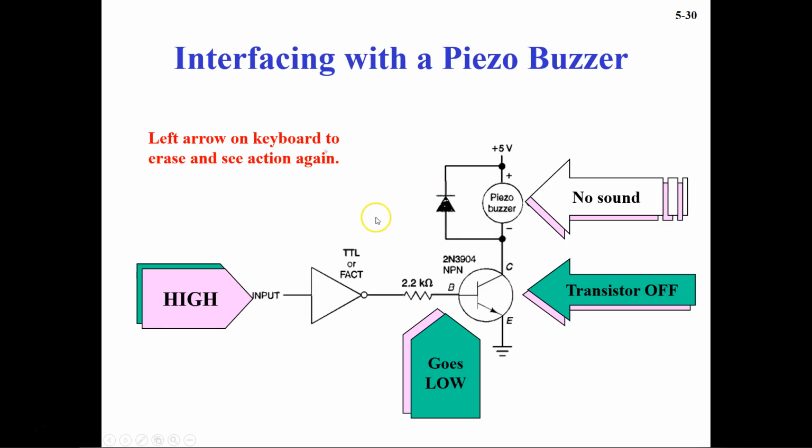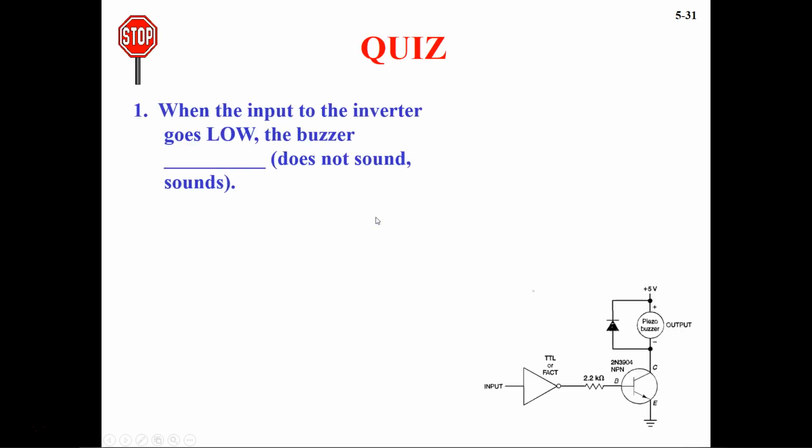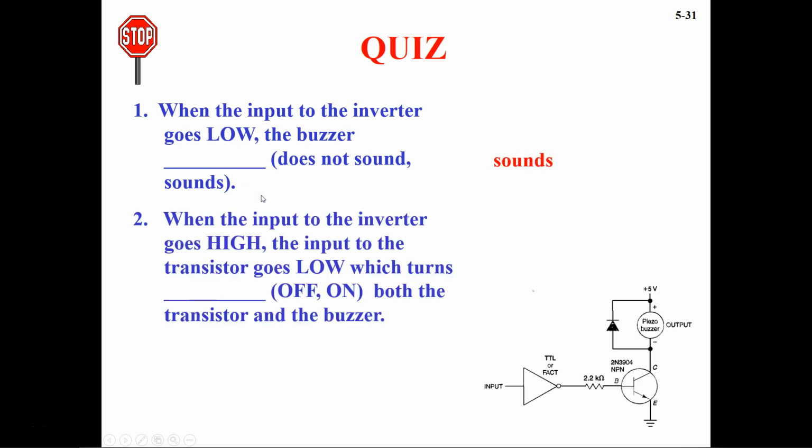Now, quick quiz: when the input to the inverter goes low, the buzzer goes what? So if the input is low, then this is high, this will be turned on, then the buzzer will be on, which means it is going to sound. Next we have: when the input to the inverter goes high, the input to the transistor goes low, which turns on or off both the transistor and the buzzer? So in that case, it is going to turn off the transistor and the buzzer.